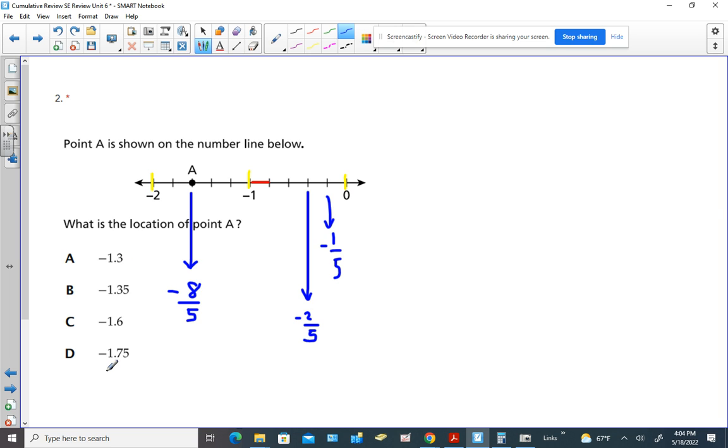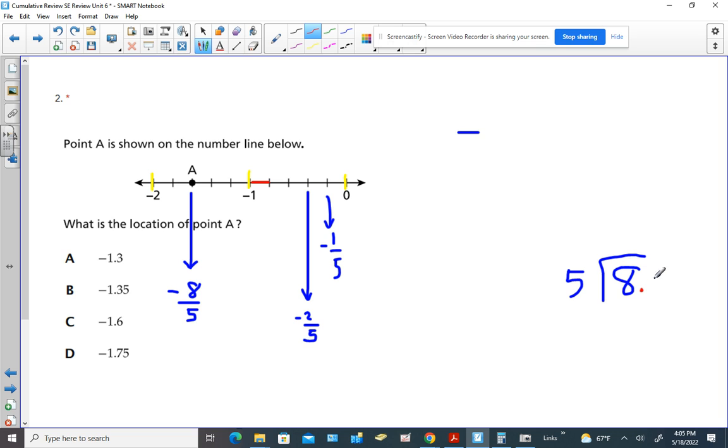They show it as decimals. So the next step would be to say, we know it's going to be negative, and to just take this 8 and divide it by 5 to get the decimal. Take the 8 and divide it by 5. It's the numerator divided by the denominator.